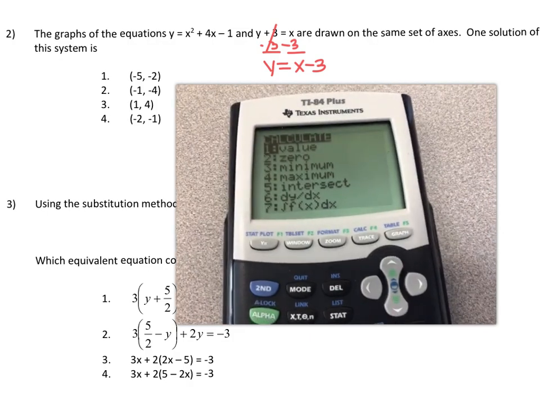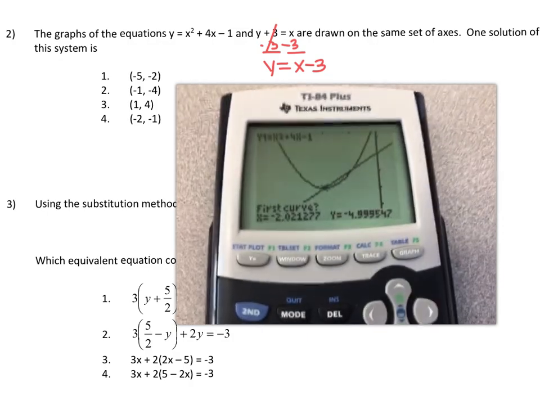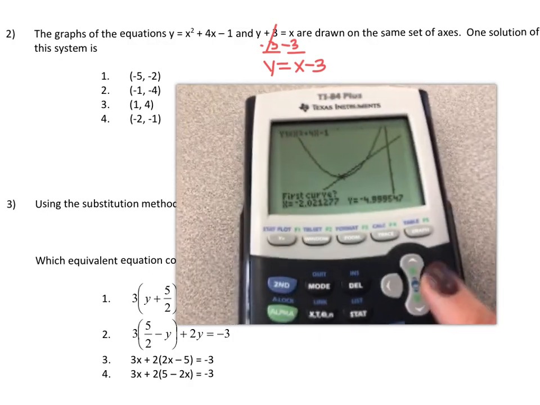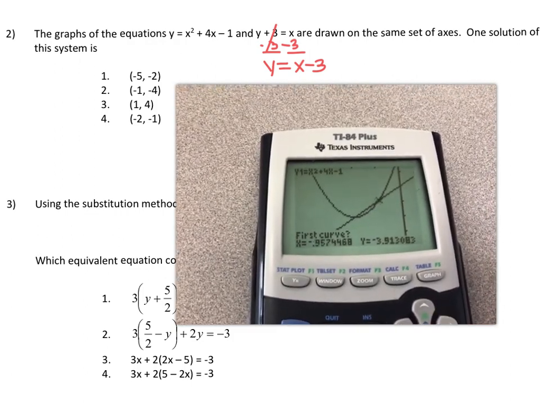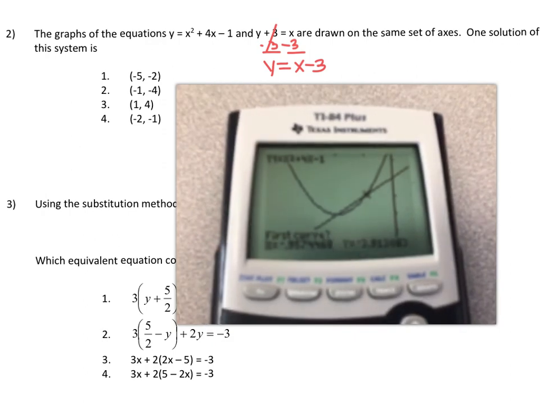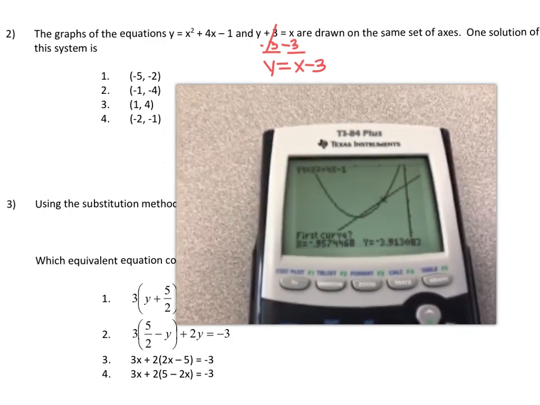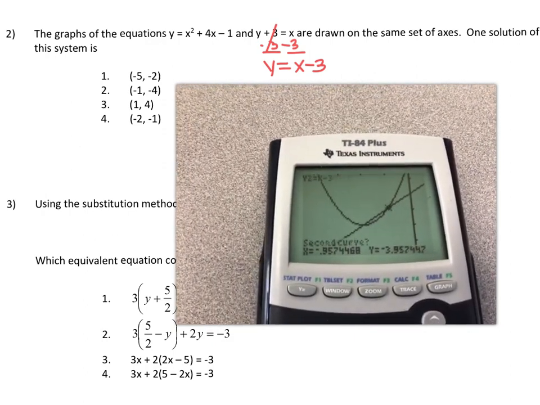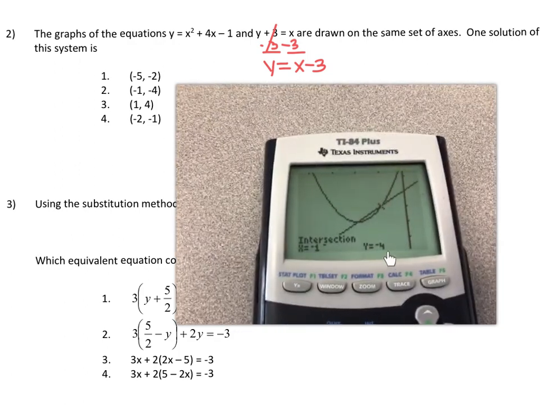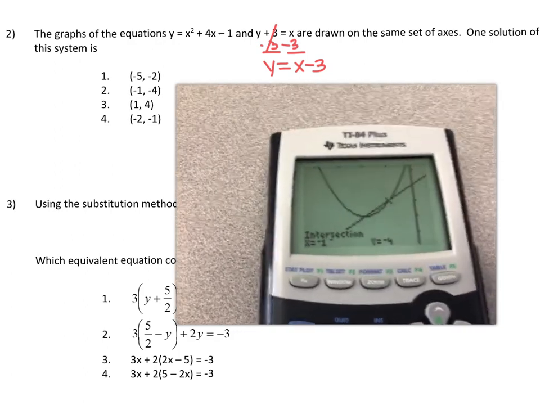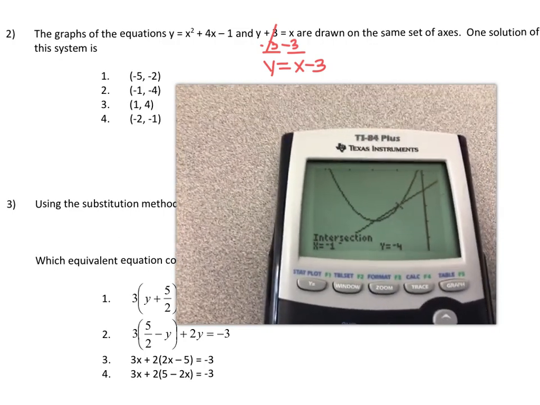Again, it's much faster just to hit the 5 than to scroll down to it and hit enter. And now I'm going to use my arrow keys and move my cursor over towards that other point of intersection. It doesn't have to be right on it, but as close to it as possible. And now I'm going to hit enter, enter, enter. And here we can see it's at -1, -4, which, look, that is choice 2. So choice 2 is our answer.